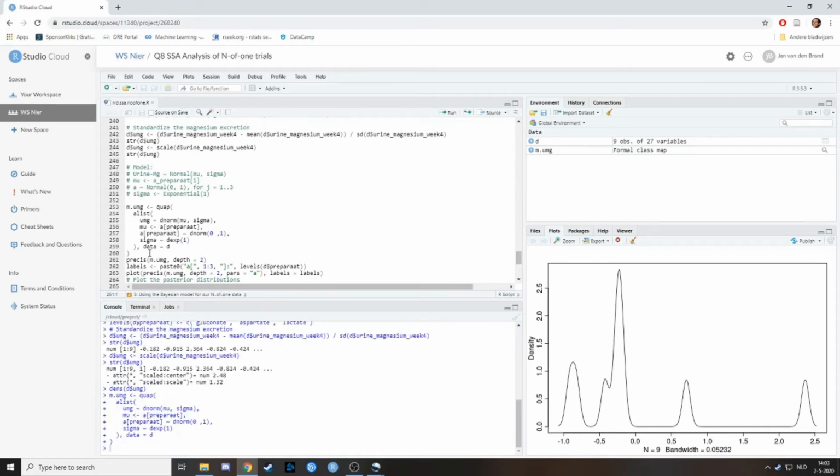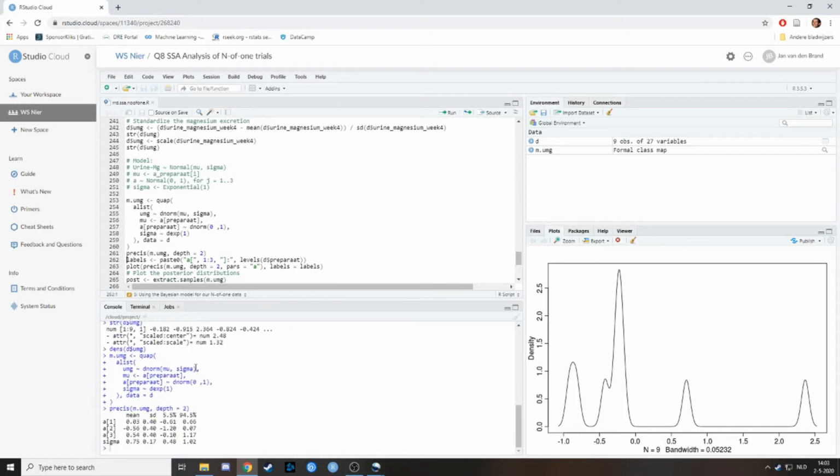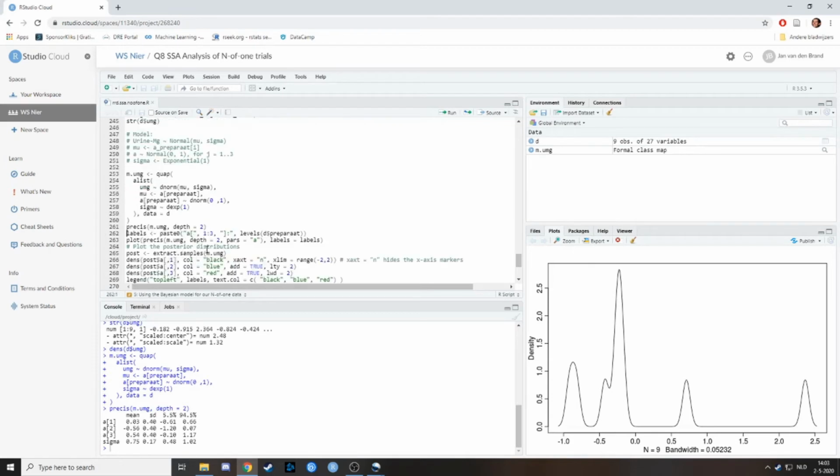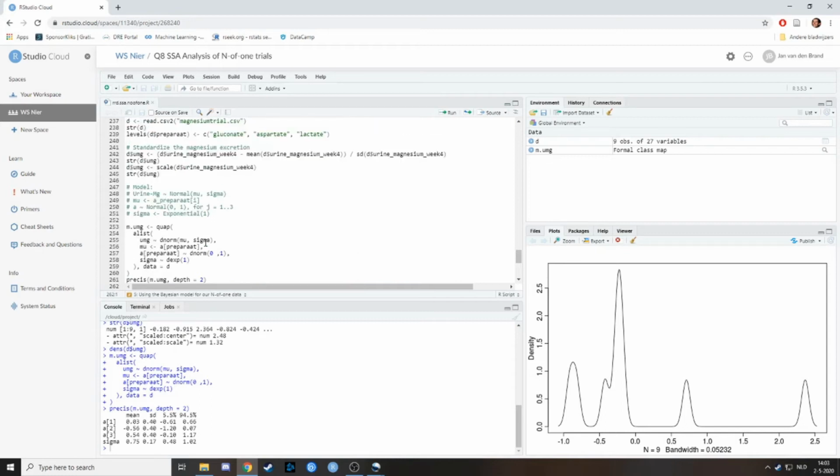So we run this model, and we take a look at what happened. Remember, value number 1 is the gluconate, value number 2 is the aspartate, and value number 3 is the lactate. And we can see that the lowest excretion is when we use the aspartate, and the highest excretion is when we use the lactate, and the gluconate is somewhere in between.